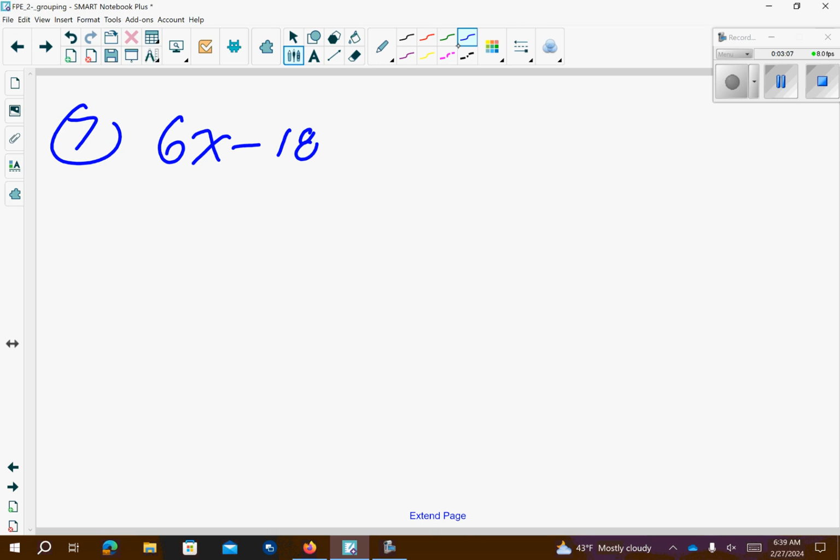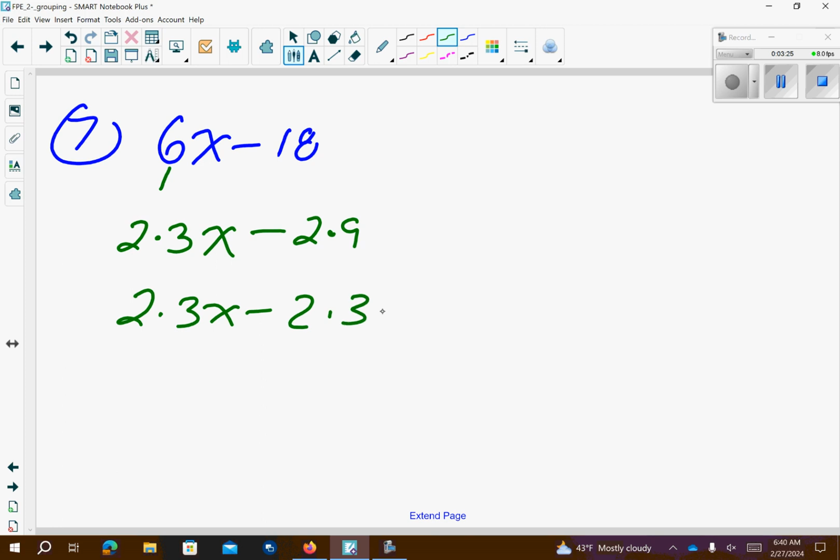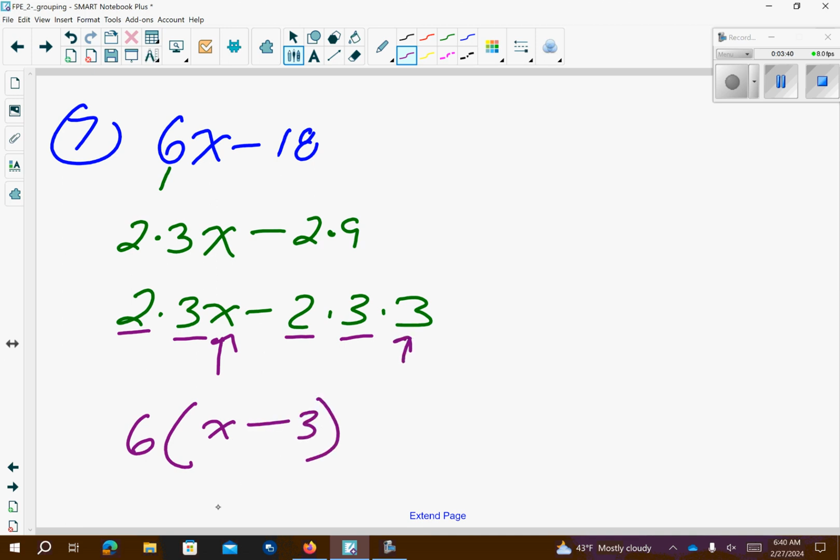Okay, so let's talk about how we're going to work this. I'm going to break 6 down. I know that 2 times 3 is 6, and then times x. The minus comes along for the ride. Let's break 18 down. 18 is 2 times 9, but I can break 9 down a little bit further, to 3 times 3. So now we're going to take a look. I have a 2 and a 3 both in common. 2 times 3 is 6, so 6 is going to come outside. I'm left with an x, the subtraction sign comes along, and I'm left with a 3, and our problem's done. So we're breaking down the problems from what they had been.